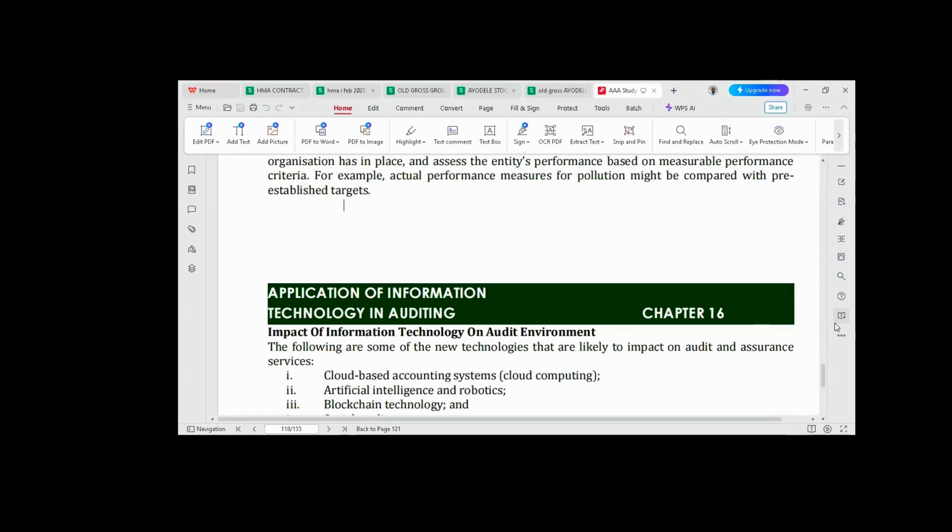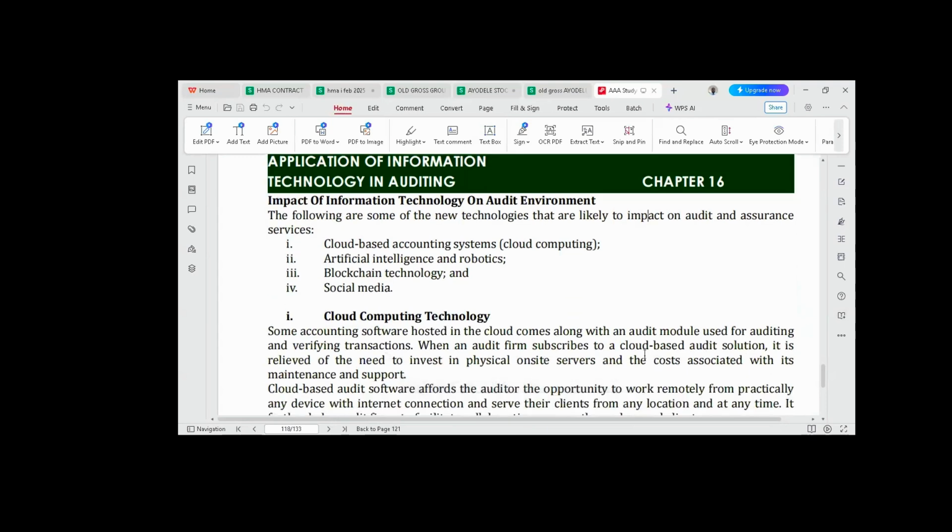Okay, you cannot do without IT. I must say, it makes our life easier. So let's look at it and see how it has impacted the audit environment. Some of the areas we'll be looking at are what we have here.